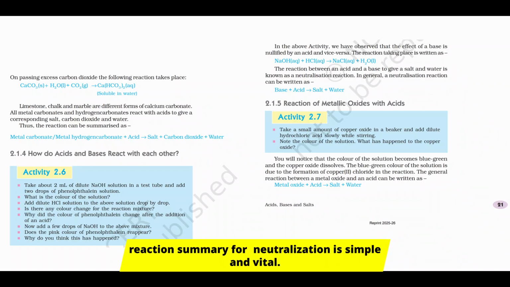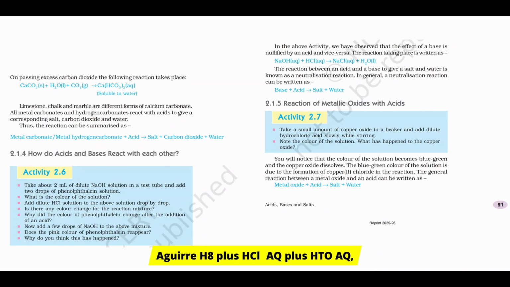So the general reaction summary for neutralization is simple and vital. Base plus acid gives salt plus water, the classic example. NaOH(aq) + HCl(aq) → NaCl(aq) + H2O(l). Sodium hydroxide plus hydrochloric acid gives sodium chloride, common salt, and water.